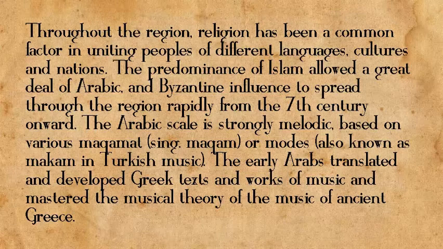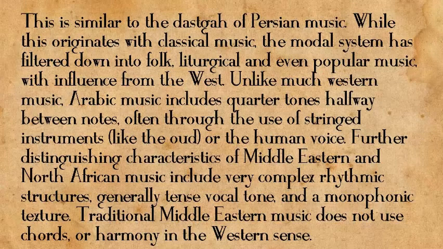The predominance of Islam allowed a great deal of Arabic and Byzantine influence to spread through the region rapidly from the 7th century onward. The Arabic scale is strongly melodic, based on various maqamat, or modes, also known as makam in Turkish music. The early Arabs translated and developed Greek texts and works of music and mastered the musical key of the music of ancient Greece. This is similar to the dastgah of Persian music.